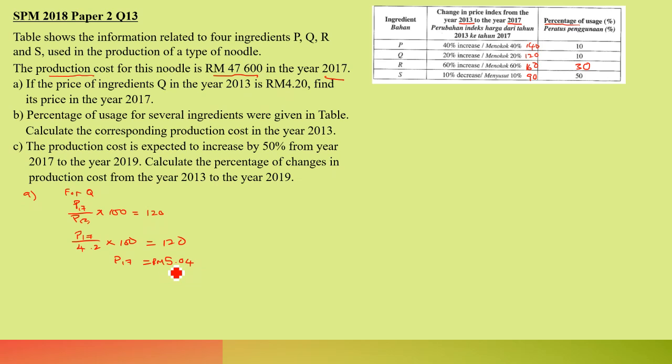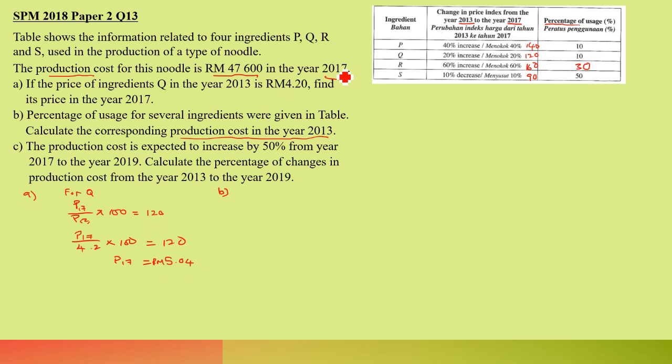Now part B. The percentage of usage for several ingredients is given in the table. This is a percentage, and we know this must be 30 because the total is 100. Now they ask you to find what is the production cost in 2013. 2017 is given RM 47,600. We need to find for 2013.